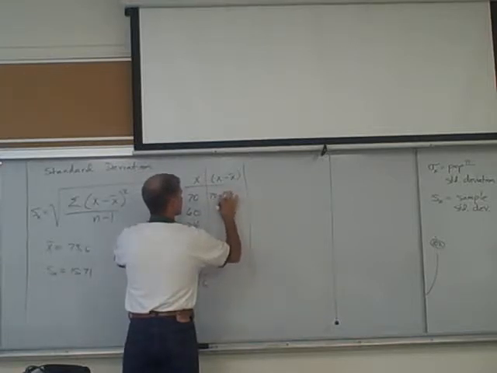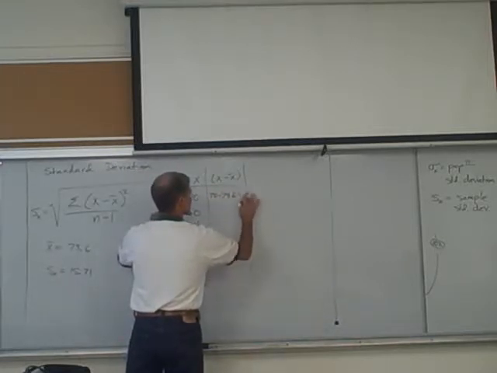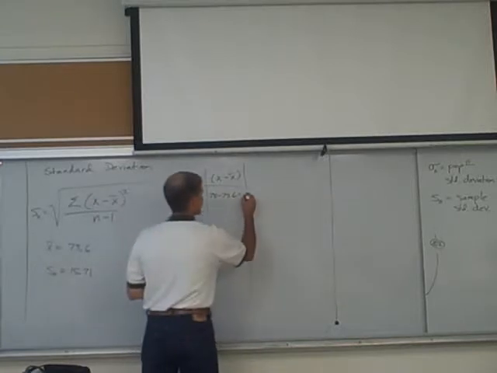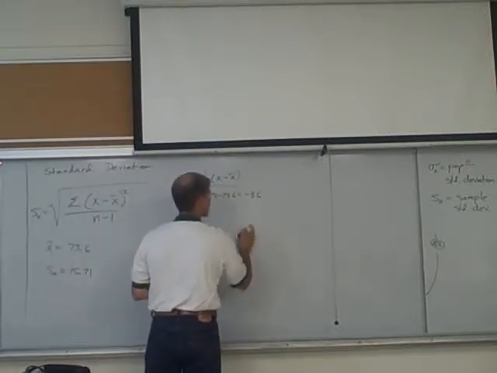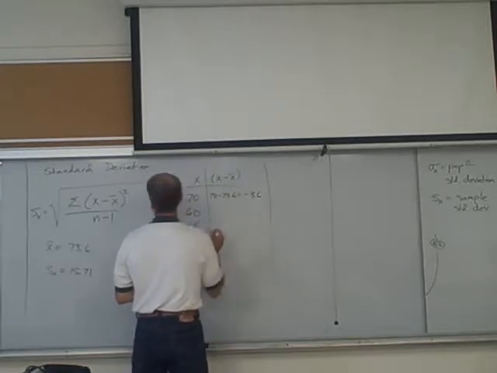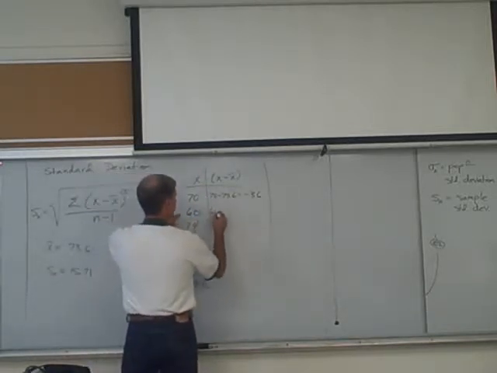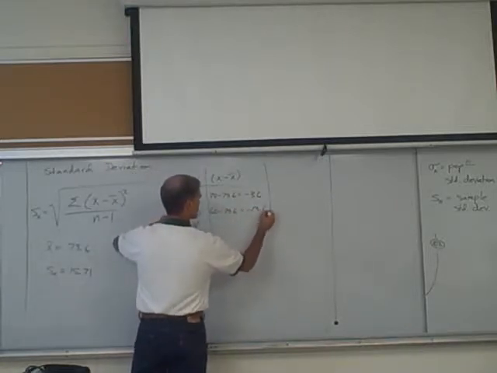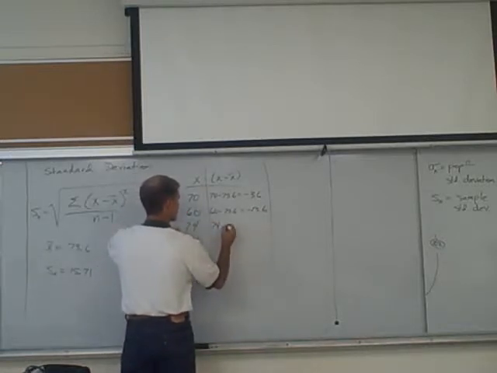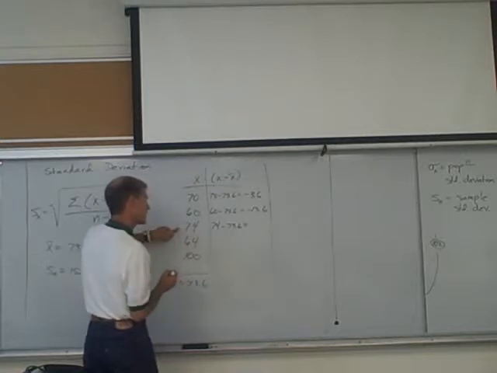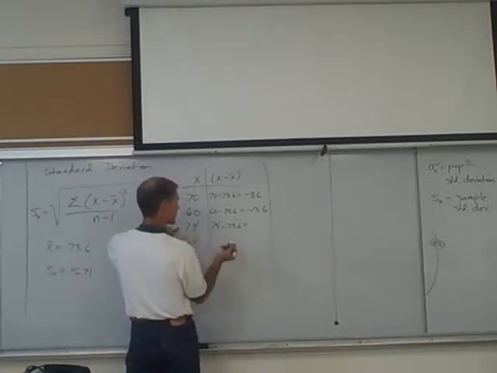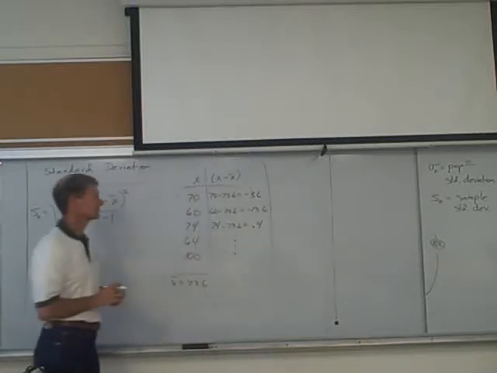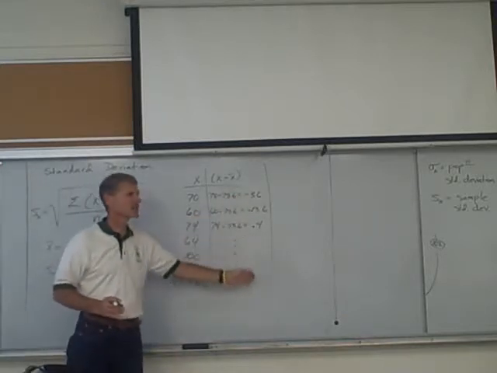70 minus 73.6. What is that value? Negative 3.6, right? That one I can probably do in my head. And the next one is 60 minus 73.6, which is negative 13.6. And then 74, and that's 0.4, right? 0.4, and I'll say dot, dot, dot. So the first thing you do is you get the deviations from the mean.